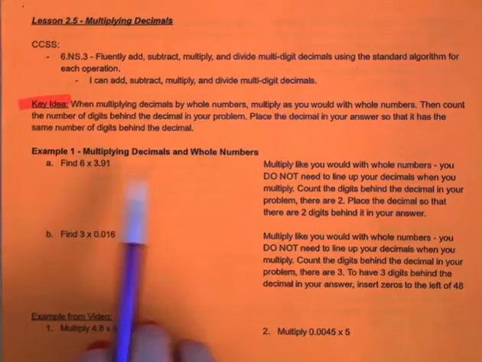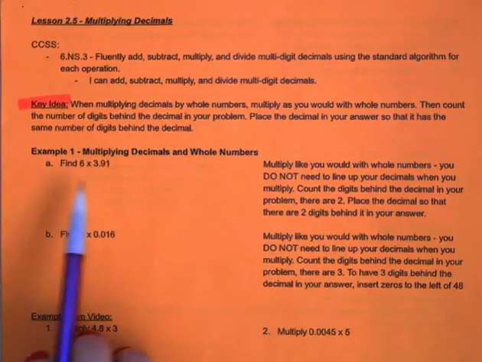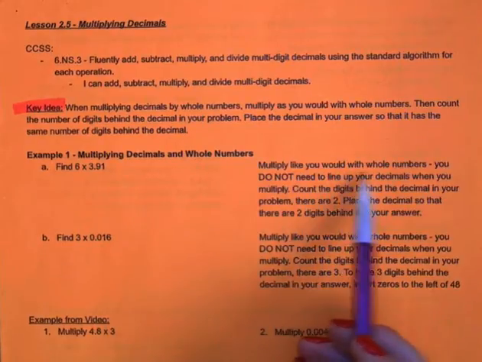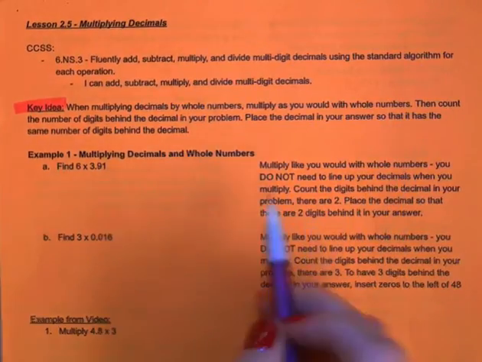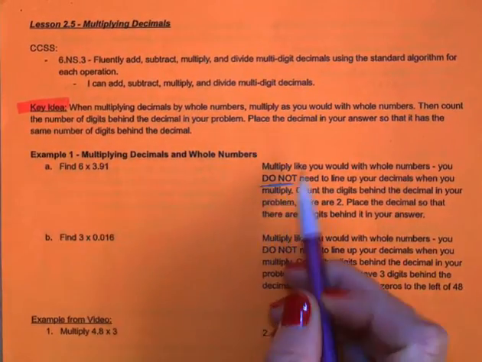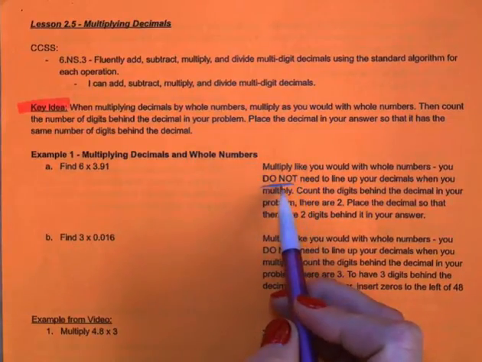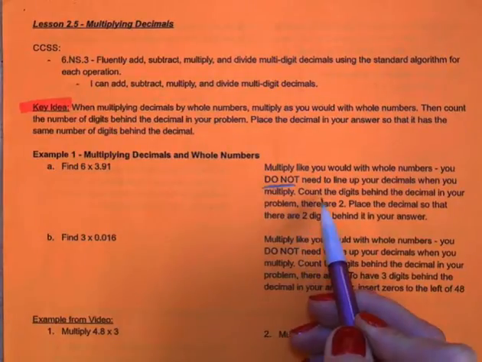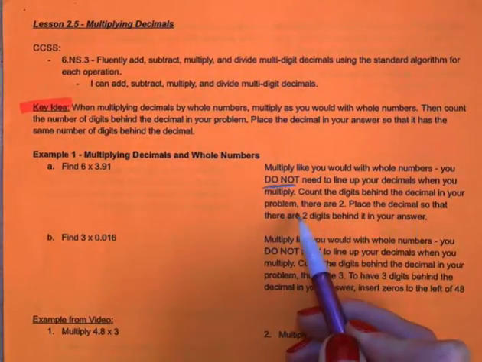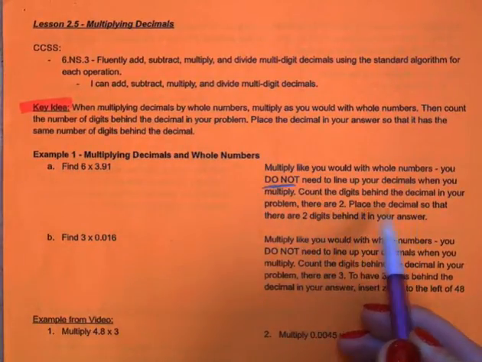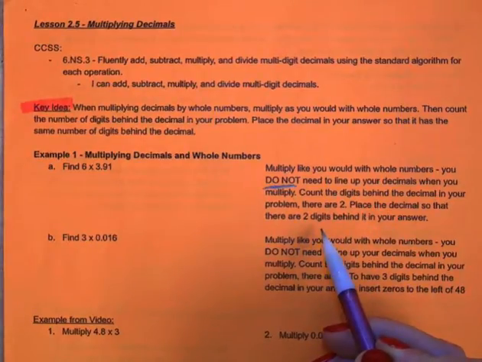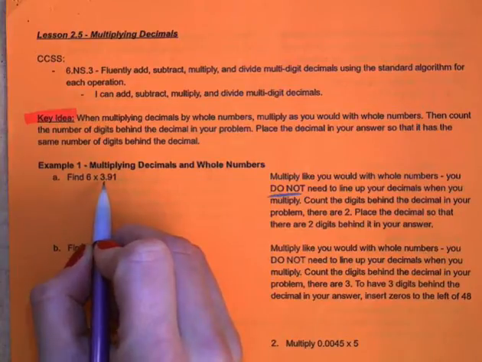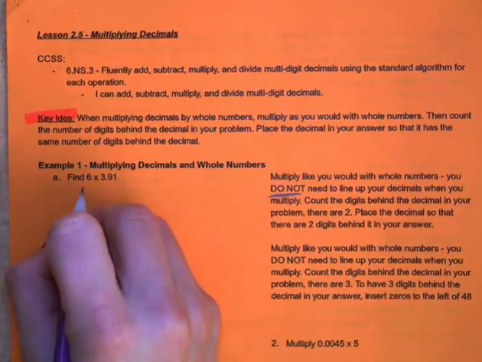So when we're multiplying decimals and whole numbers, we have 6 times 3 and 91 hundredths. So we're going to multiply just like we would with whole numbers. You do not need to line up decimals. I repeat, you do not need to line up your decimals when you multiply. So we're going to count the digits behind the decimal in your problem and see that there are 2. So in our final answer, there will be 2 digits behind it. All right, so let's pretend like this decimal is not here. So we have 6 times 391.